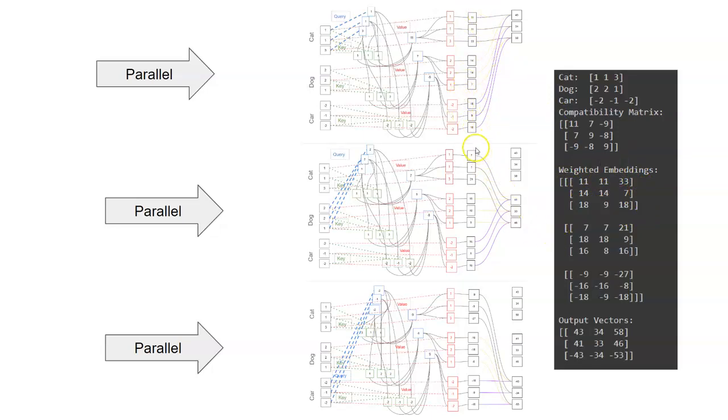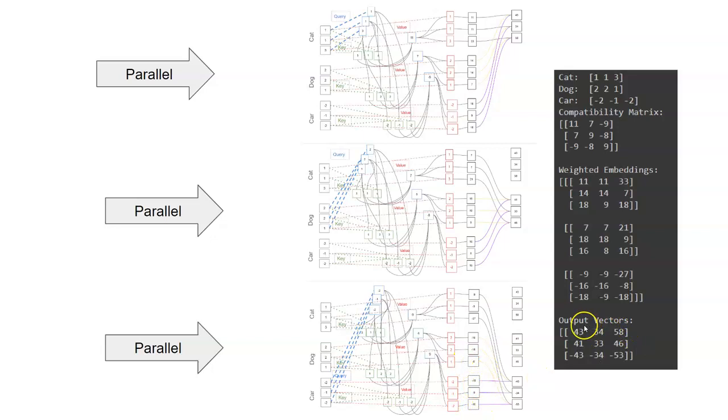Okay, and this here, the dog perspective of all the words, is this matrix here: 7, 7, 21, 16, 8, 16. This one. And the same from the car perspective, you have minus 9, minus 9, minus 27. This is this one. 16, 16, 8, this one. And 18, 9, 18, this one.